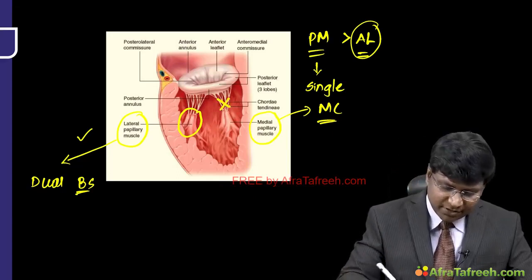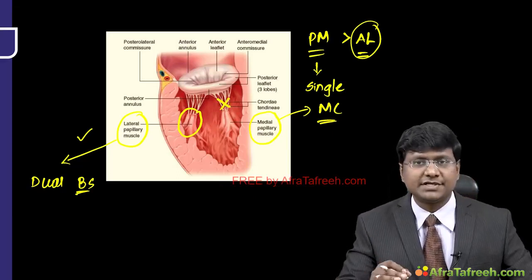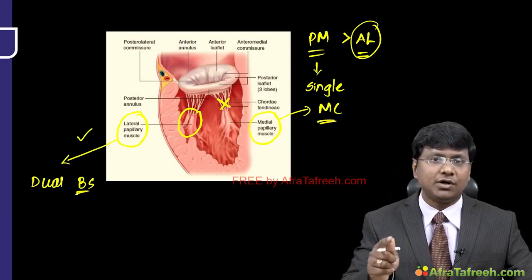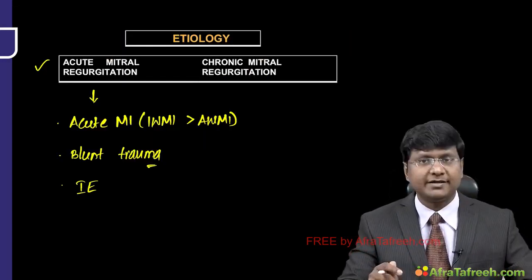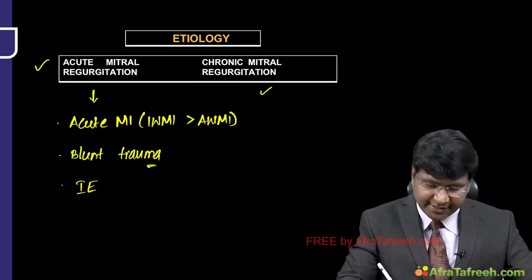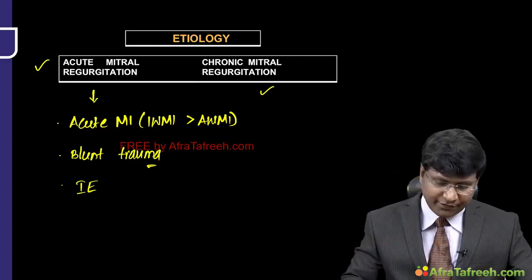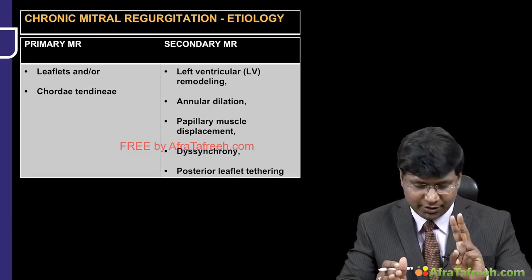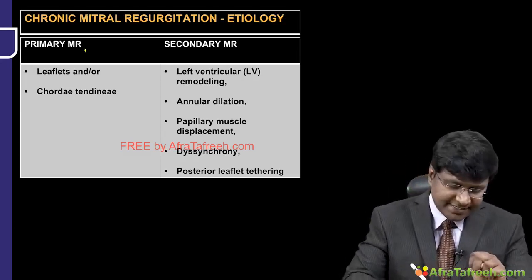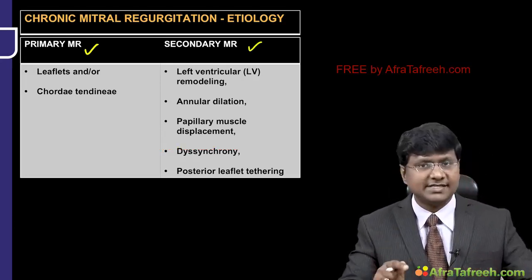And the other cause of acute MR, as we have discussed, is rupture of the chordae tendineae. Rupture of chordae tendineae will cause acute on chronic MR. So these are the etiologies that cause acute mitral regurgitation. Followed by that, the chronic mitral regurgitation. If you take chronic mitral regurgitation, we classify the etiologies of chronic MR into two: one is primary MR and the other is secondary MR.